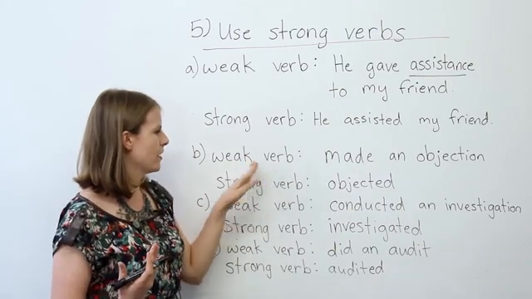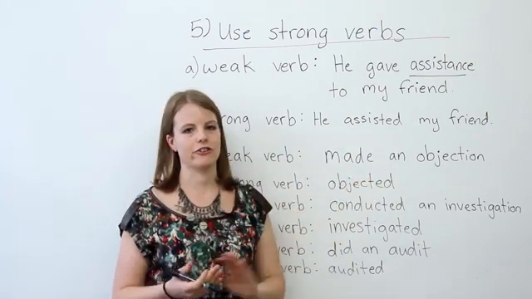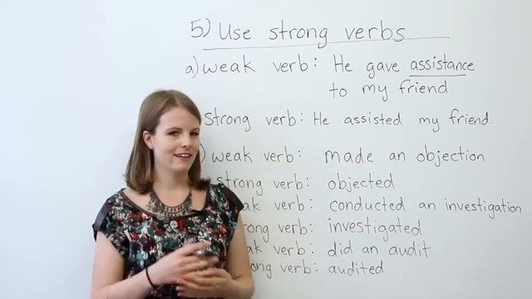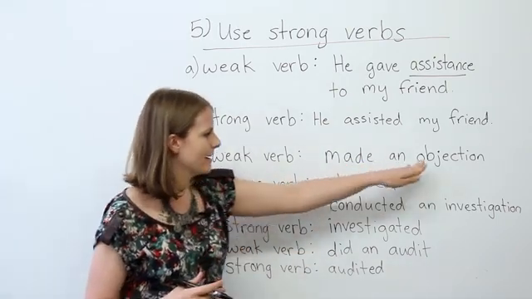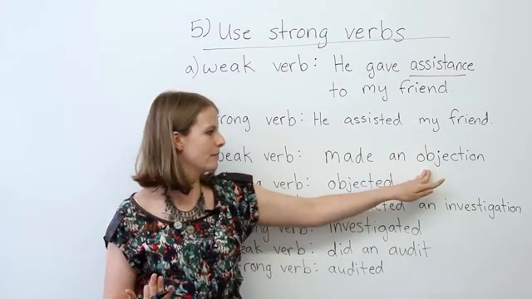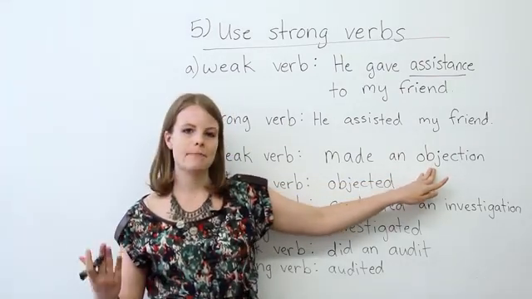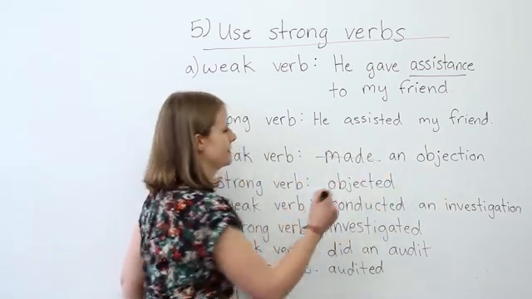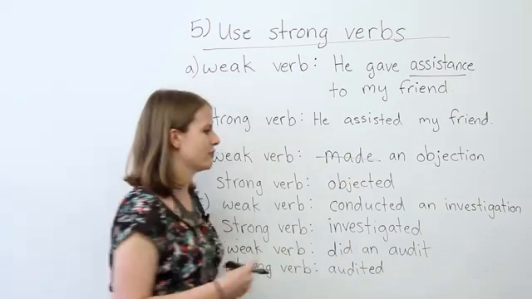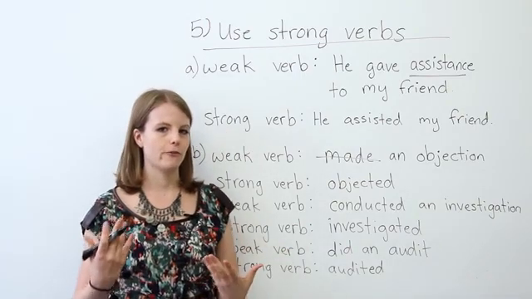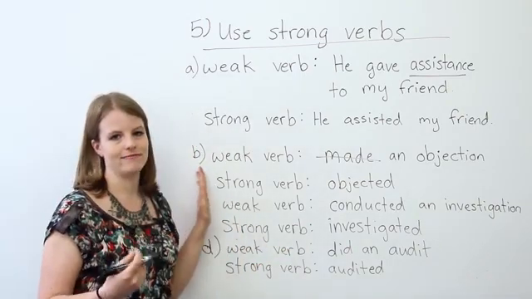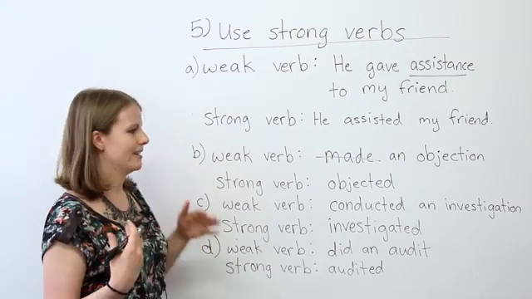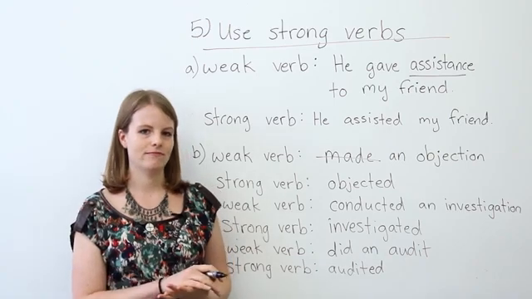So here I have a weak verb. He made an objection. Okay? So again, we have a verb and then a noun, objection. But objection can be its own verb. So to make it stronger, we get rid of made and we turn objection into its verbal form, objected. He objected. So he objected is better than he made an objection.